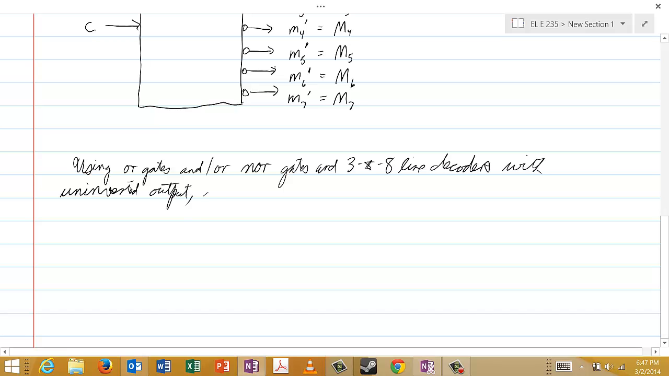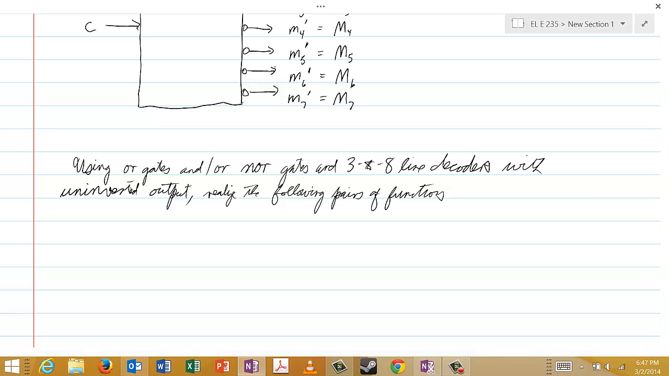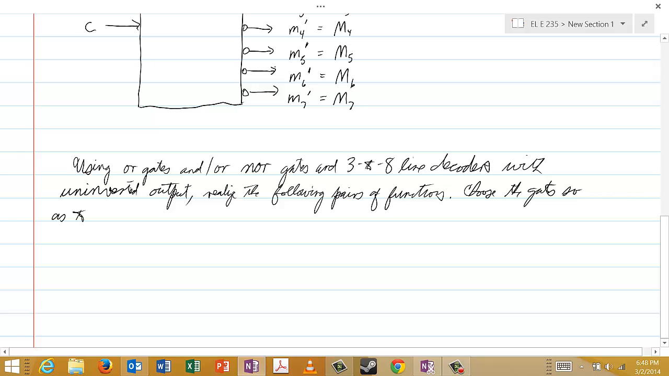realize the following pairs of functions and, well, let's say choose the gates so as to minimize the total number of input terminals.